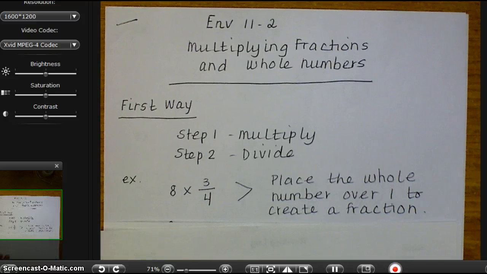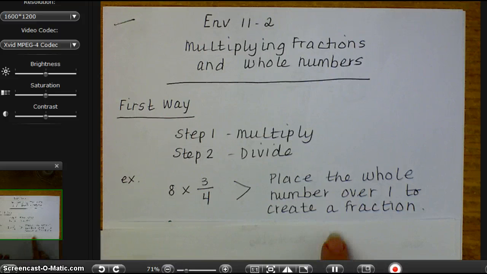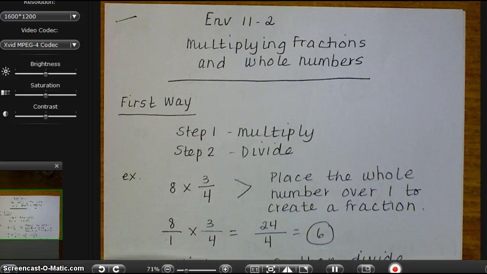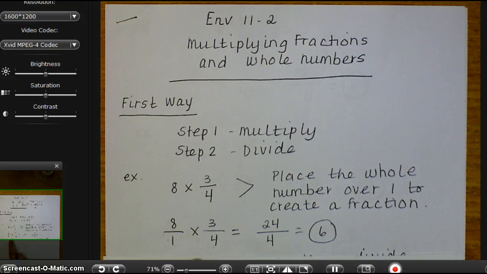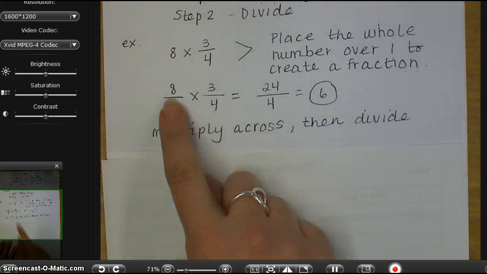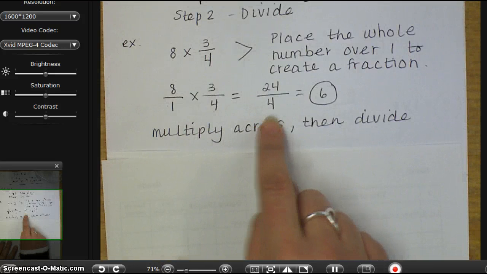For example, if we had 8 times 3/4, we're going to place the whole number over 1 to create a fraction, and it will look like this. Place that 1 under the 8. So we have 8 over 1 times 3/4 equals 24 over 4, and then we divide, which equals 6. Okay. As you can see, we've multiplied 8 times 3, which equals 24, and 1 times 4, which equals 4, equaling 6.